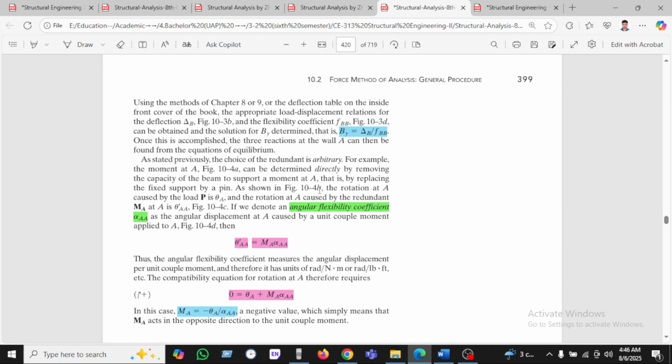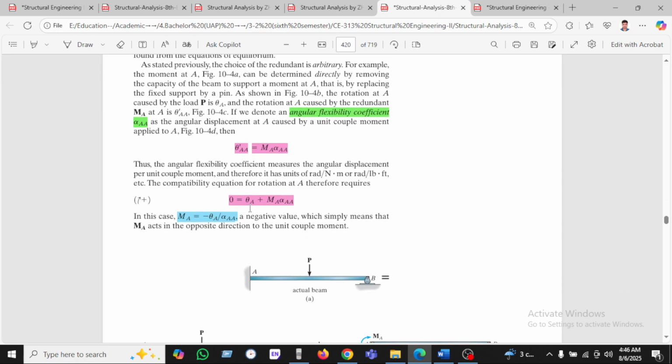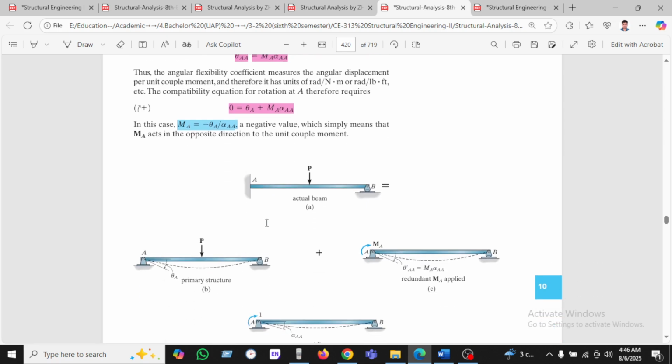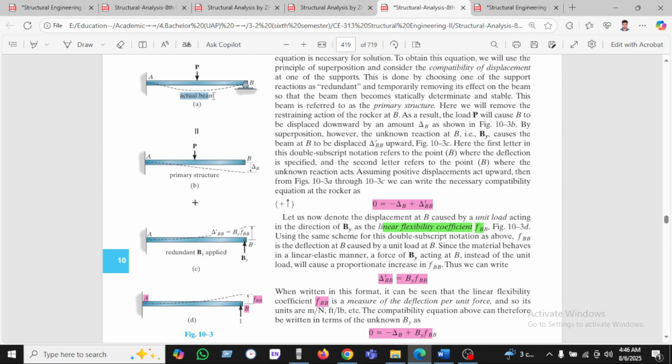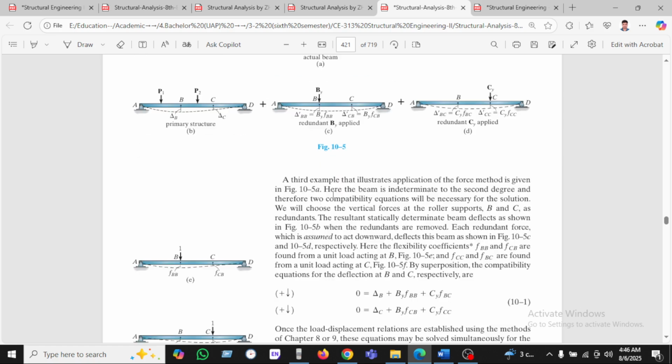For the angular flexibility coefficient alpha A, we can see theta equals M into alpha A, and our final moment will be M equals theta divided by alpha A. So here is the actual beam. In the primary structure, when a deflection delta B occurs, delta B is calculated as By, the reaction, into FBB. FBB is the linear flexibility coefficient, which is given.